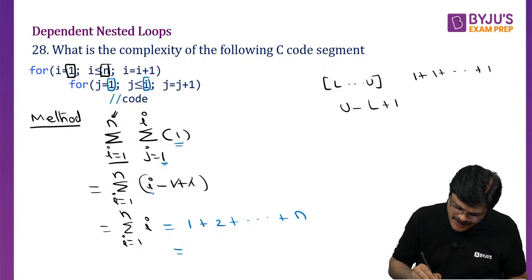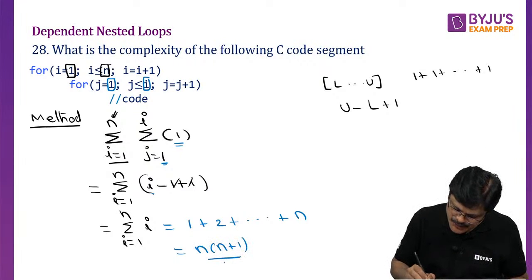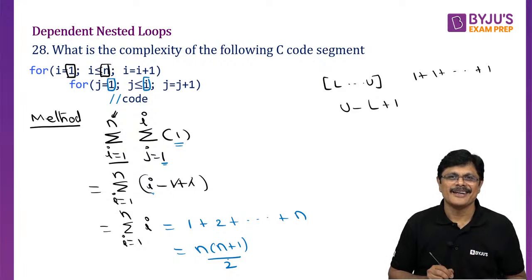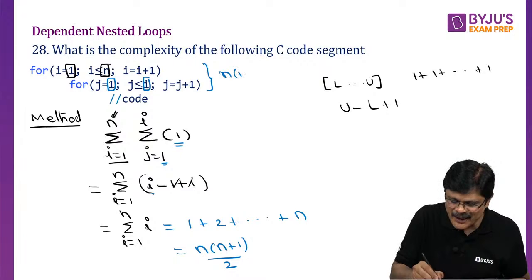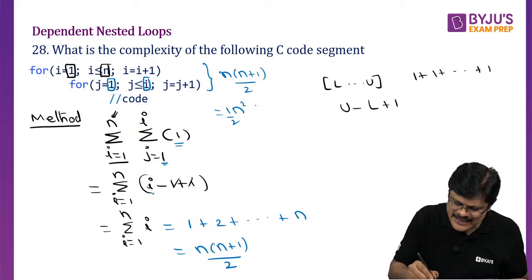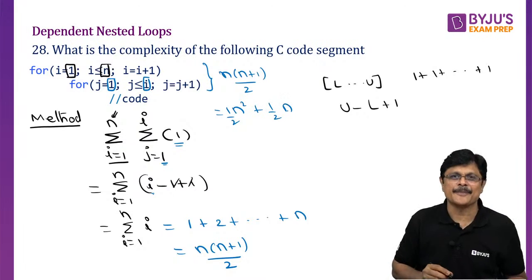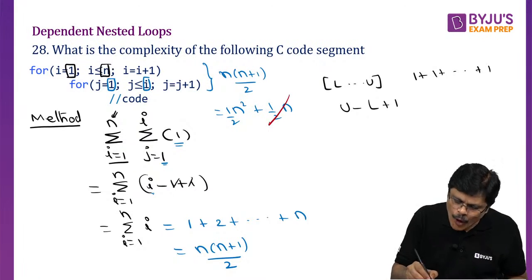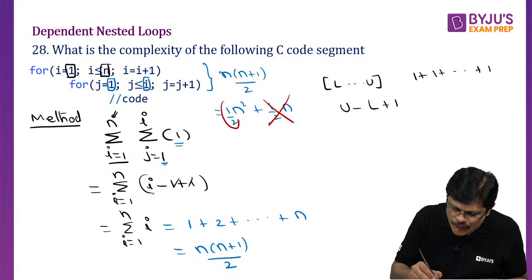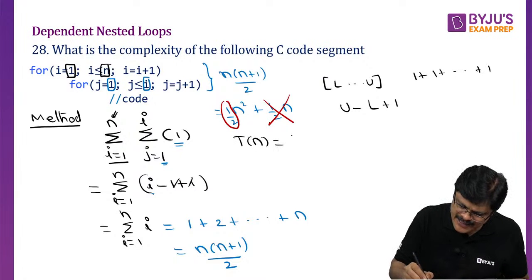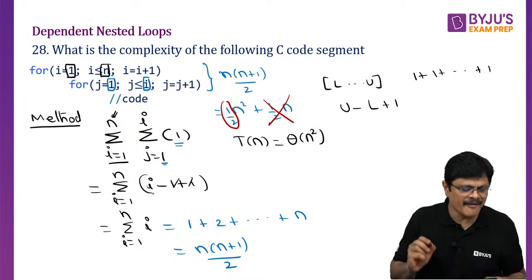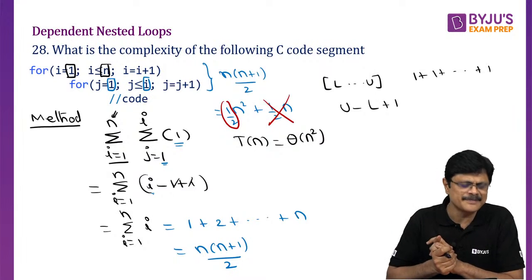Okay. Now what is it? Sum of first n natural numbers, n into n plus 1 by 2. So the number of times this loop iterates is given by n into n plus 1 by 2, which is nothing but 1 by 2 n square plus 1 by 2 n. Now we can drop lower order terms and ignore the coefficient of the highest order term. Therefore, the time complexity of this is theta n square, my dear friends. Wonderful. That's it. Simple.